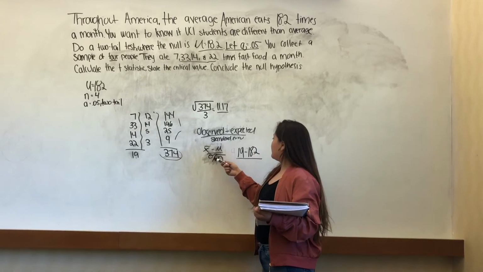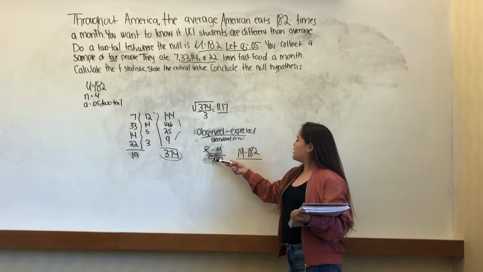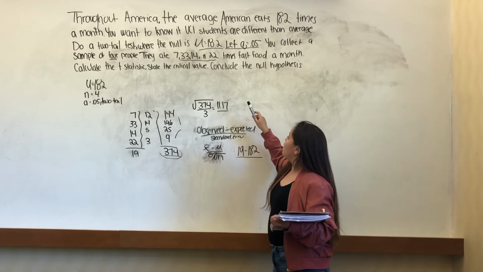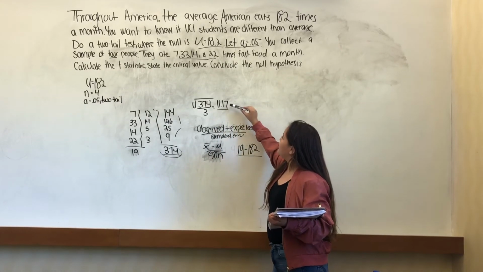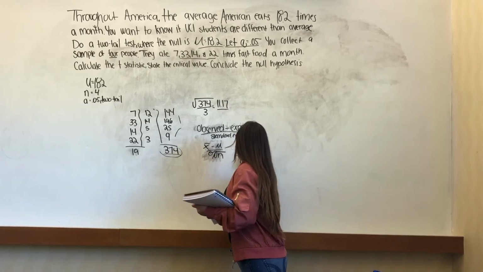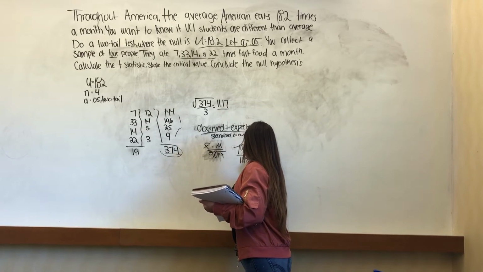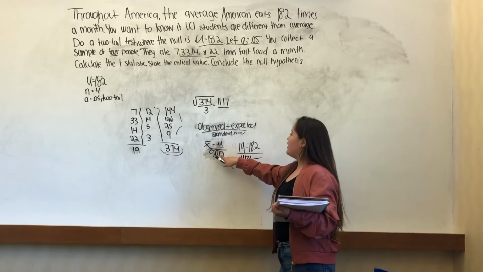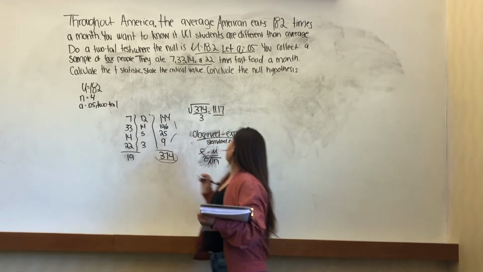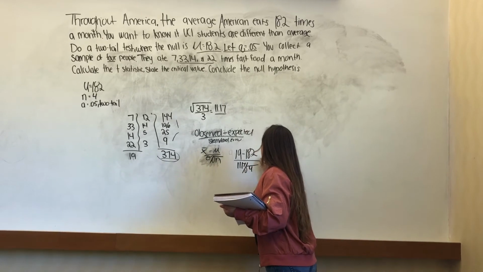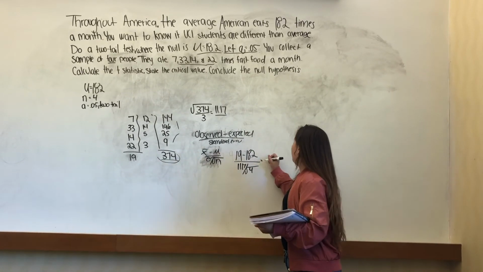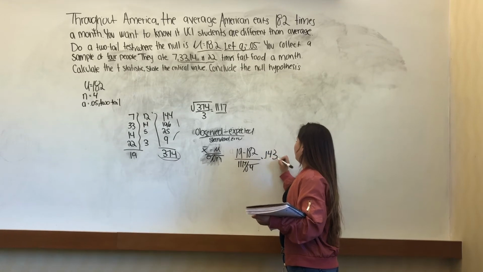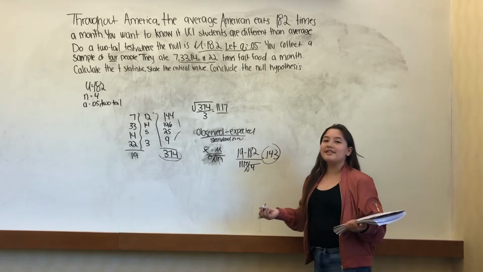Then we input the numbers for the standard error. Sigma is the standard deviation we already calculated, which is 11.17, divided by the square root of n, and n is 4 because it's the sample size. And so we get a value of 0.143. And that's the t-statistic.